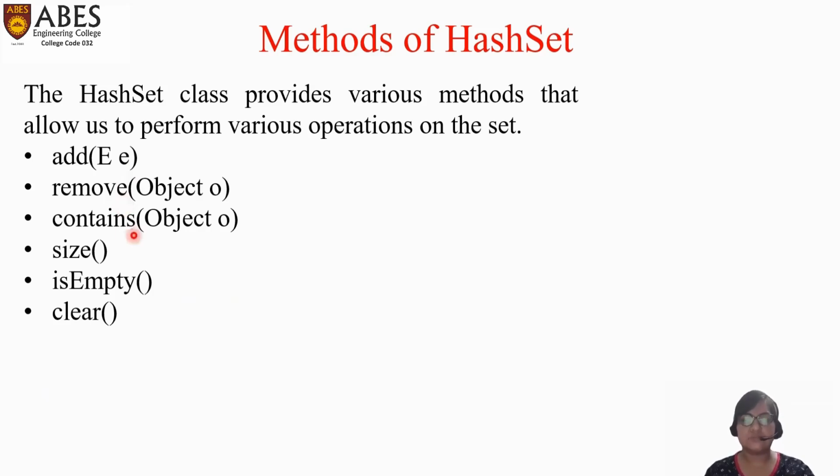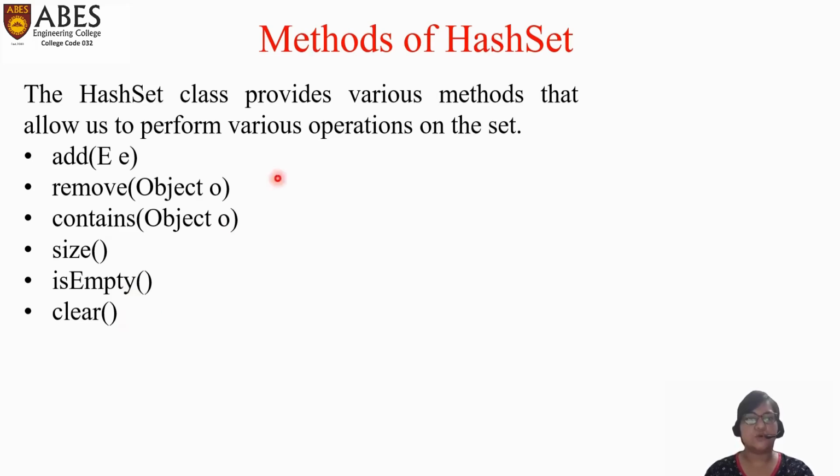Then we have the contains method. This method returns true if the set contains the specified element. Next, we have the size method. The size method returns the number of elements in the set. Next, we have the isEmpty method. The isEmpty method returns true if the set contains no elements. And next, we have the clear method. This method removes all the elements from the set.